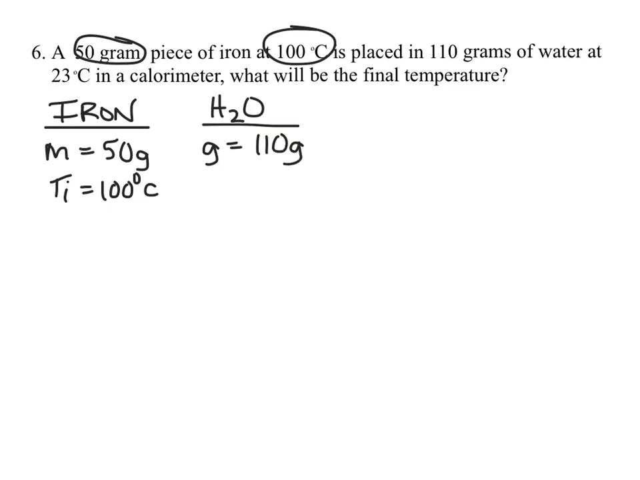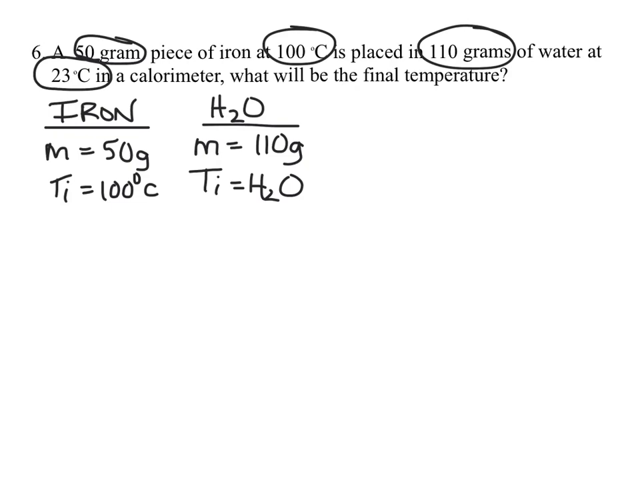And whoops, that should end up being mass, not grams. Let me fix that up. There we go. Now that's the mass of water is 110 grams. And I have 23 degrees Celsius initial temperature for that water, H2O. All right. I want to know what the final temperature would be.